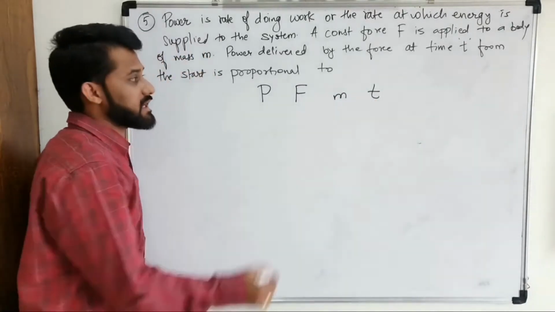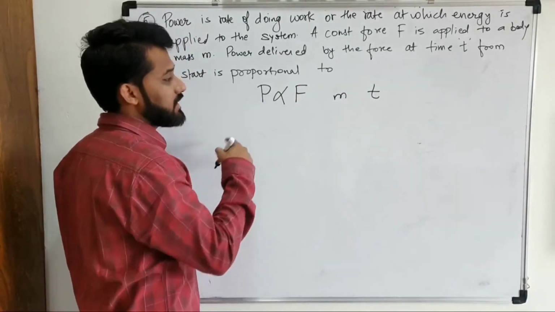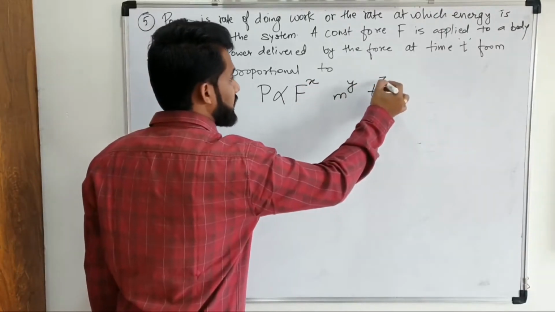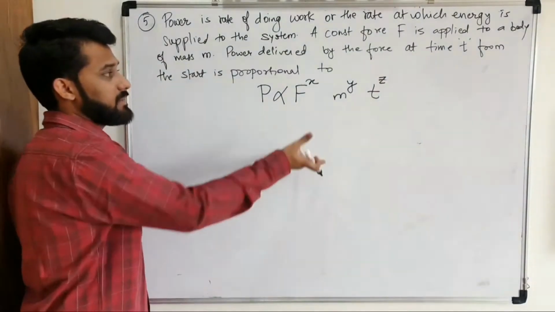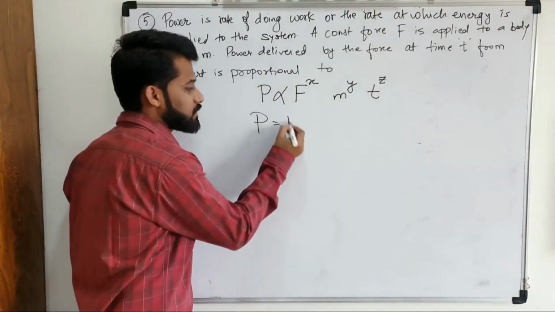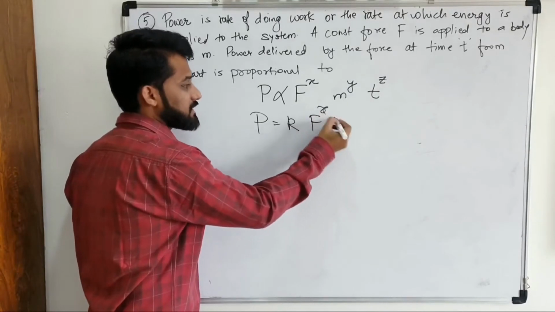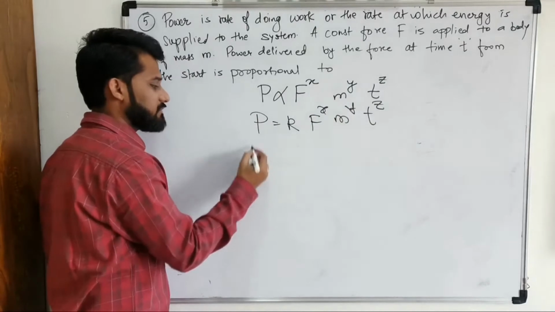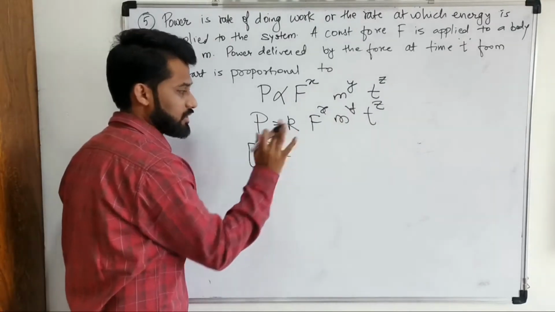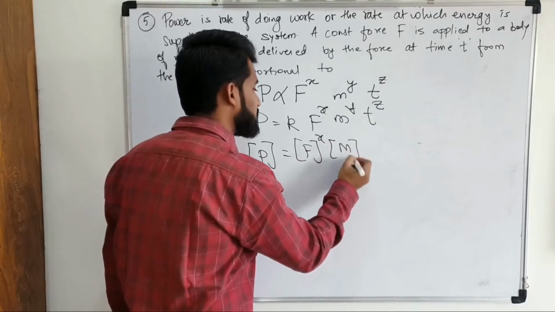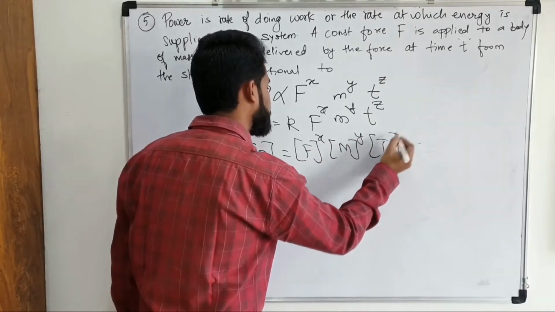And how do we solve these type of questions? We start in this way: power proportional to F raised to x, m raised to y and t raised to z, and we simply put the dimensions and get the values of x, y and z. So let us solve it. P equals to some constant k, f raised to x, m raised to y, t raised to z. Power, dimension of power will be constant, has no dimension. Force ka dimension raised to x, mass dimension raised to y and time dimension raised to z.